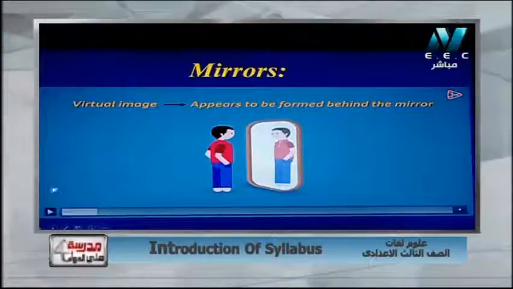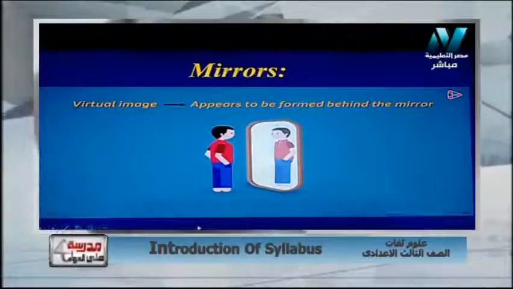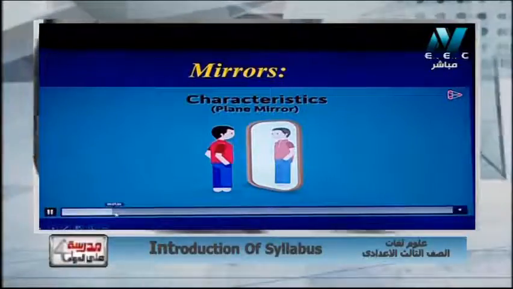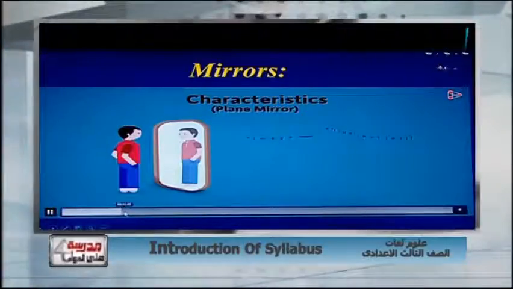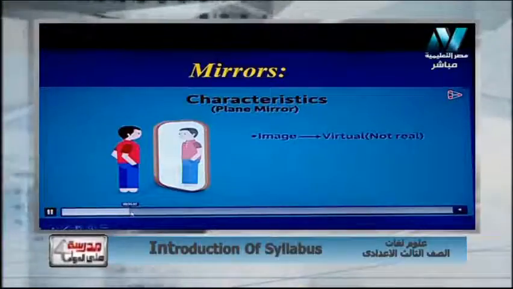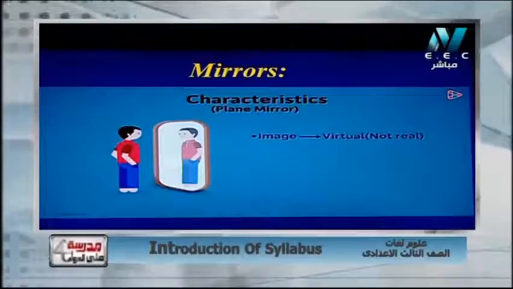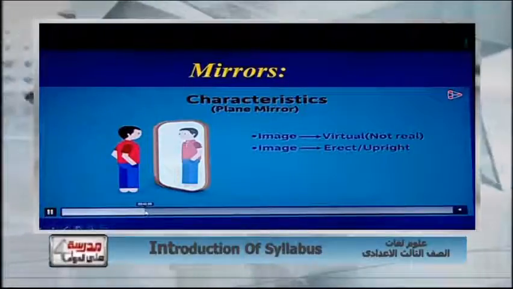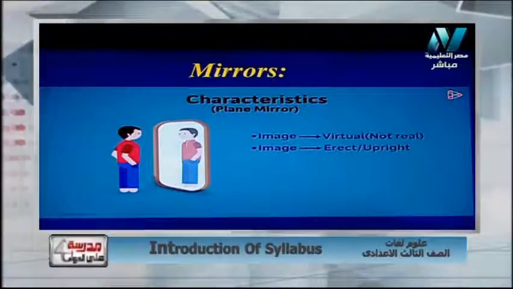To understand, as we see here in this video, can we see now the image is virtual, not real. The image is not real, as proven by the fact that if I move away from the mirror, my image will disappear. لو انا اتحركت من قدام المراية صورتي هتختفي. The image is erect, صورتي معدولة. Upright, the image is erect, of course.